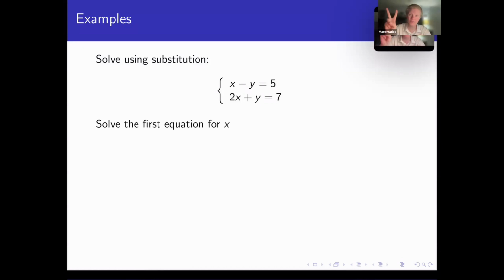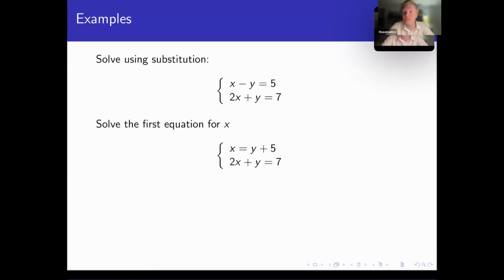You have two options for the method you use, and then after you choose your method, you have two options for what variable you either solve for or eliminate. So not necessarily any one correct way, but so it goes. All right, so let's solve the first equation for x by adding y to both sides.